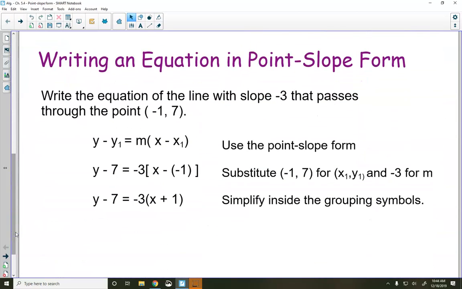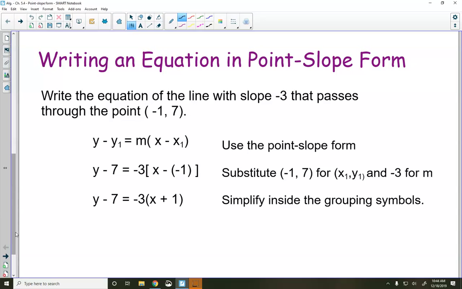So writing an equation in point-slope form: write the equation of a line with a slope of -3 that passes through the point -1, 7. So we have y minus y sub 1 equals m times the difference of x and x sub 1. That's point-slope formula. We're going to substitute the values of -1, 7 in for the coordinates of x sub 1 and y sub 1. So we substitute 7 in for y sub 1 and -1 in for x sub 1. So we get y minus 7 equals -3 times the quantity of x minus x sub 1.